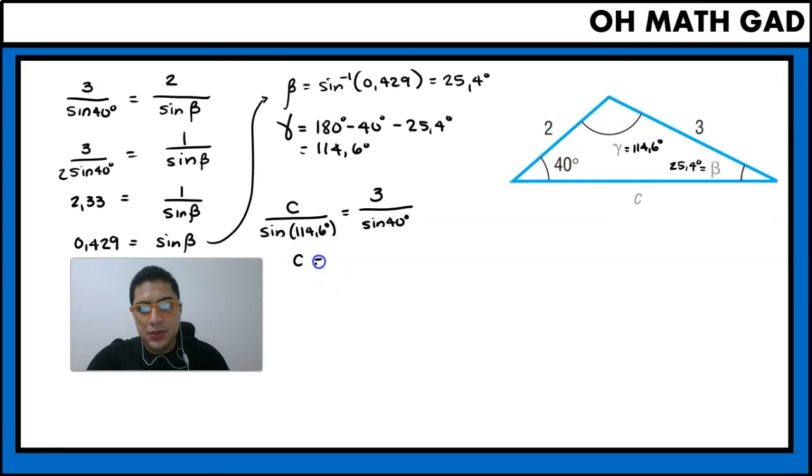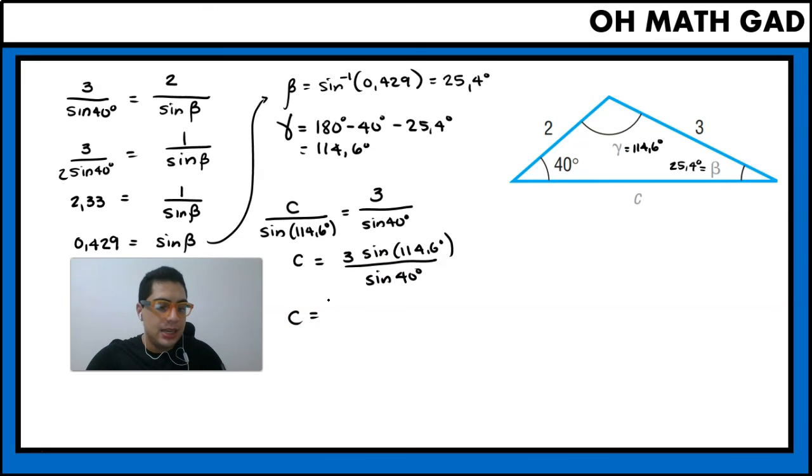So that means that c is going to be equal to, if I pass this sine to the other side, it's going to multiply the numerator, right? And I'm going to get the following equation. So c is going to be equal to 3 times the sine of 114.6 divided by the sine of 40. And that is going to give us a value of 4.24. Right, so c is going to be equal to 4.24, and that way we found the three missing values.